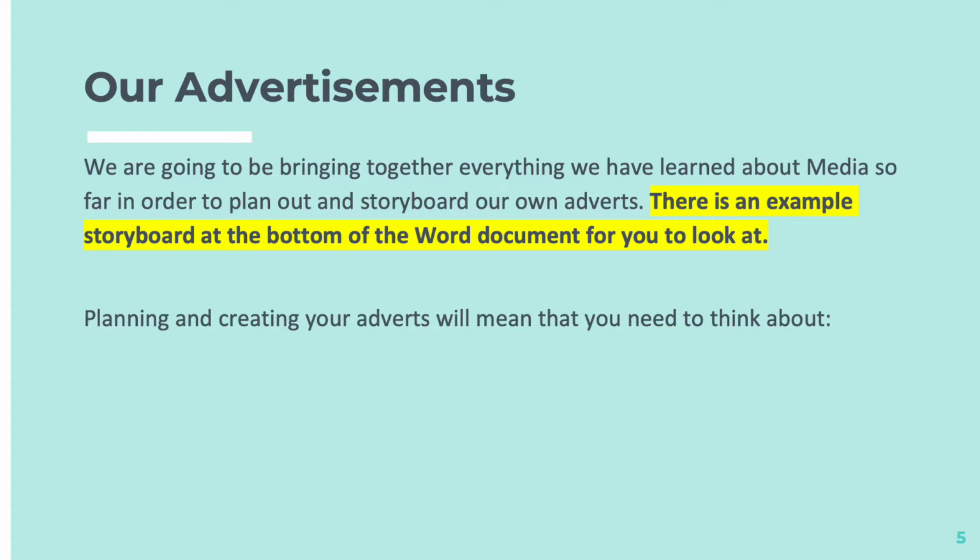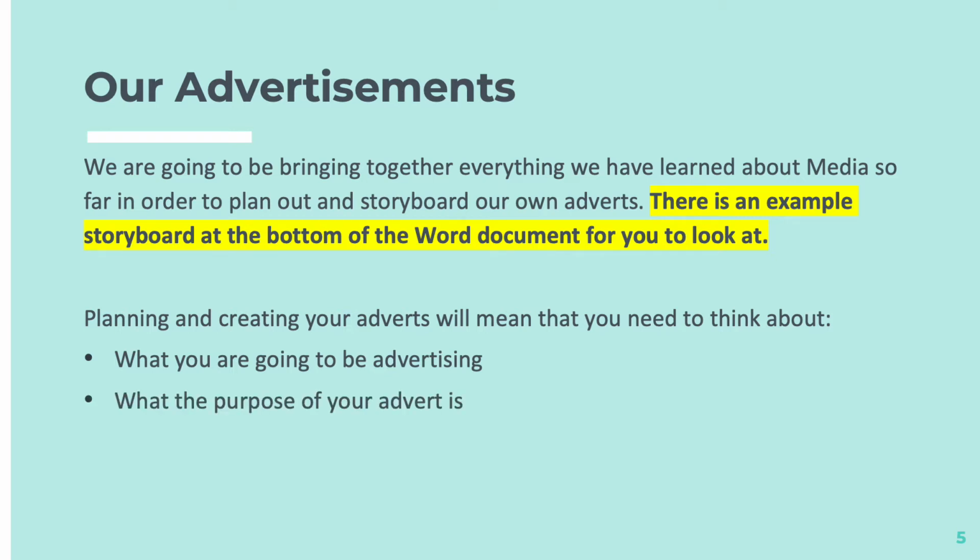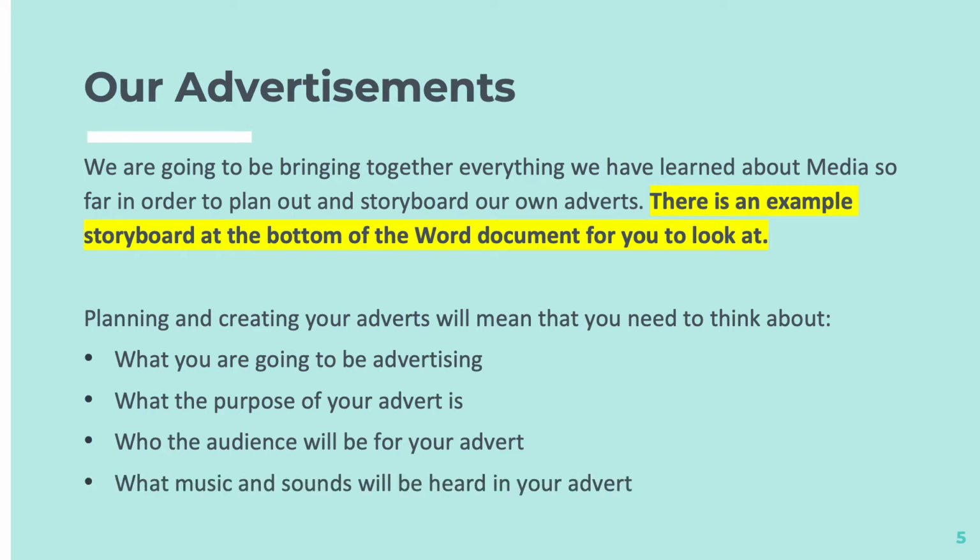So planning out and creating your adverts will mean that you need to think about the following things. What it is that you're going to be advertising. If you're not sure, think about adverts that you might see on TV already to give you a little bit of inspiration. What is the purpose of your advert? So why has it been made? Who the audience for your advert will be? What music and sounds will be heard in your advert? And which camera angles you would like to use. Now you're not actually going to be filming any adverts today, but you're going to be planning them out in detail, and that's why you need to think about all of these things.